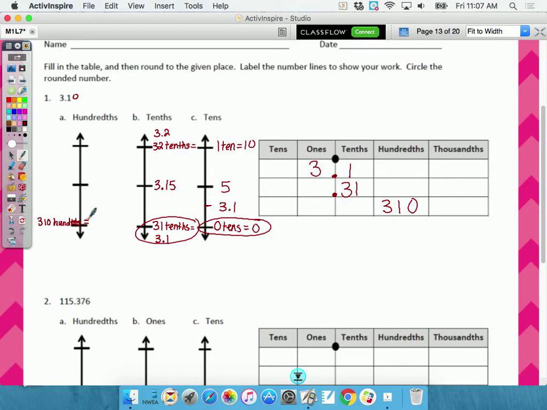And how do I write that in standard form? 3.10. Very good. 3 and 10 hundredths is the same thing as 310 hundredths. 301 10? No, we're going to leave the 0 in the hundredths place. What comes after 310? 311. 311 hundredths. Notice I'm using that abbreviation. And in standard form, that equals 3 and 11 hundredths.